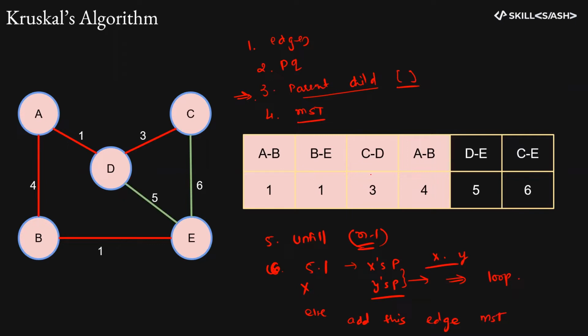This would be our simple logic to implement Kruskal's algorithm such that we find out the minimum spanning tree in our result set. Clear?